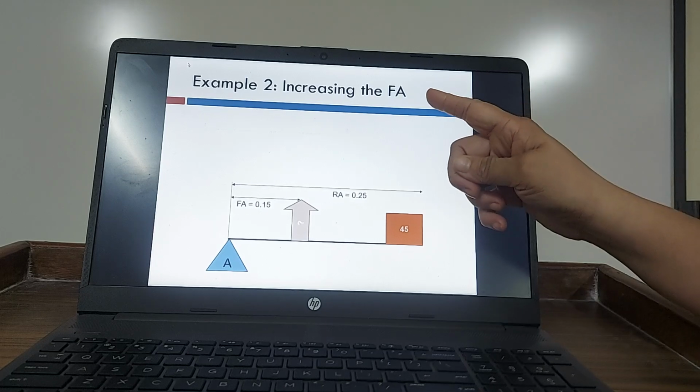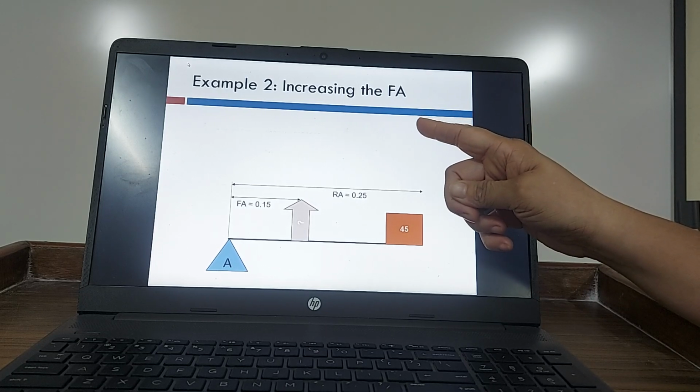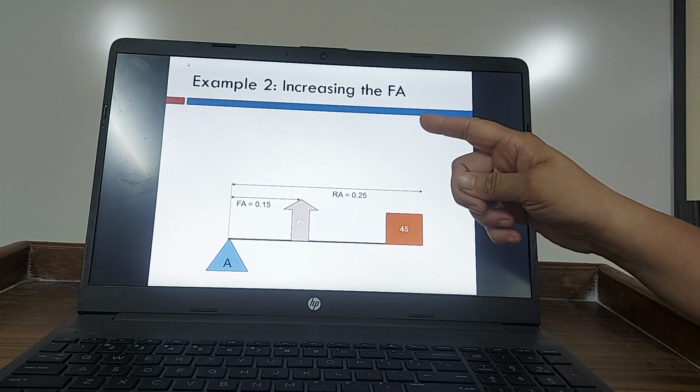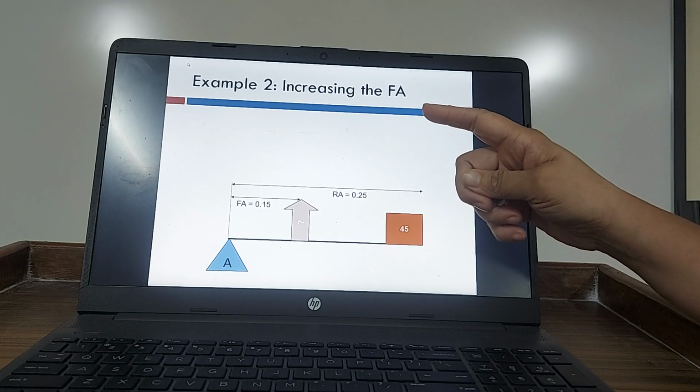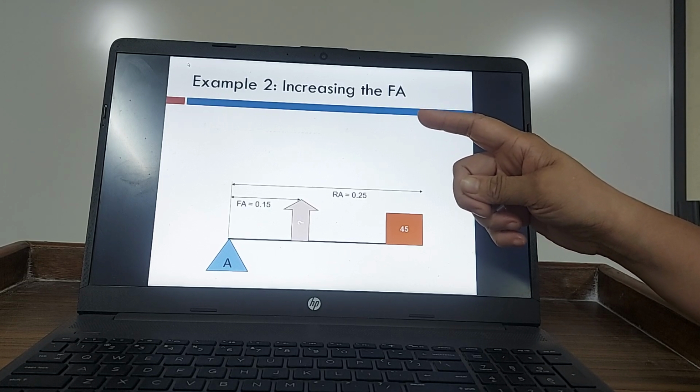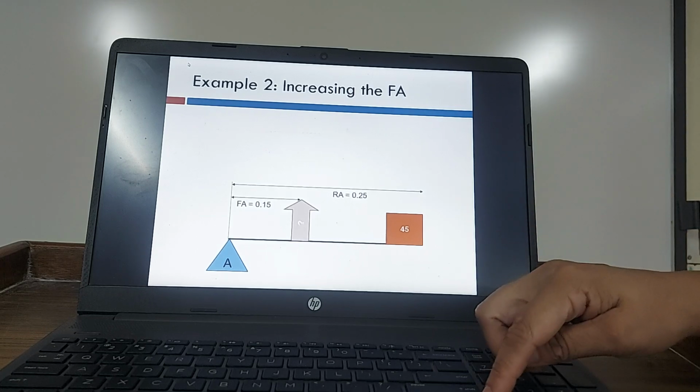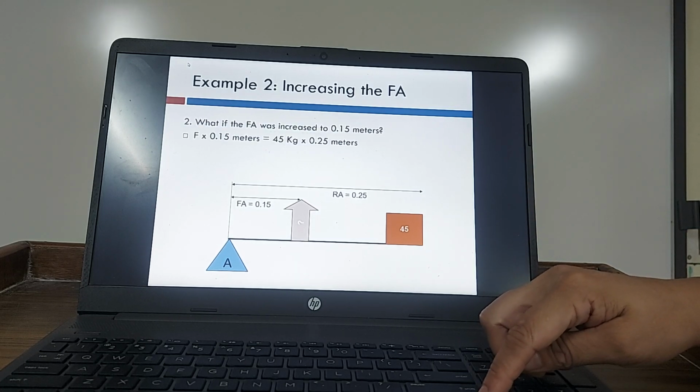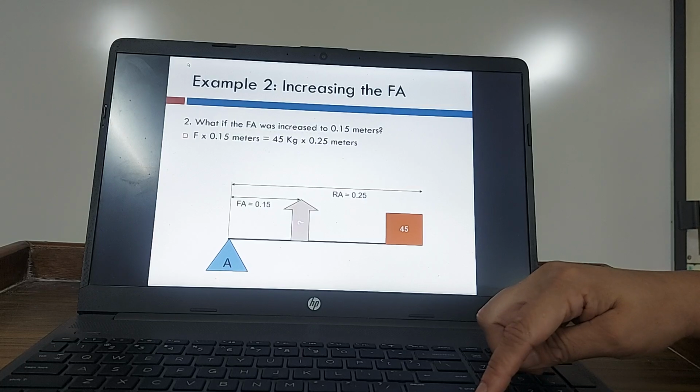When you have increased the effort arm, you see only 112.5 Newton से हमारा weight कैसे 75 में. Now take another example. Are you guys with me? Harjinder, are you getting me?